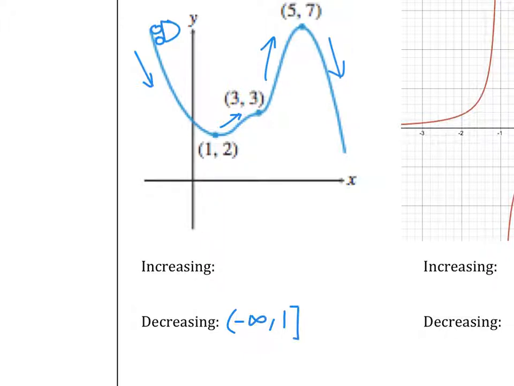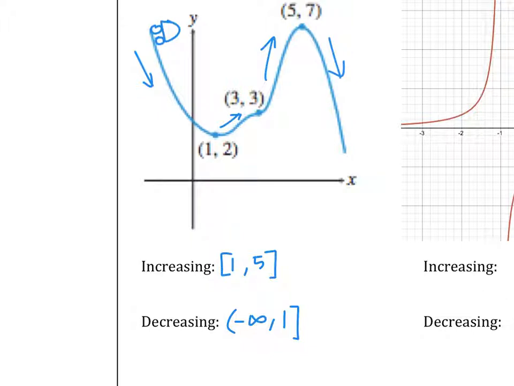After that, I am going to go up. Until what point? 1, 2 to what? 5, 7. Because it keeps going up. So we just combine that together as one big interval. Okay, so from 1, 2 to 5, 7, how do I write that? 1 to 5, perfect. We don't care about the y's. We only care about x.